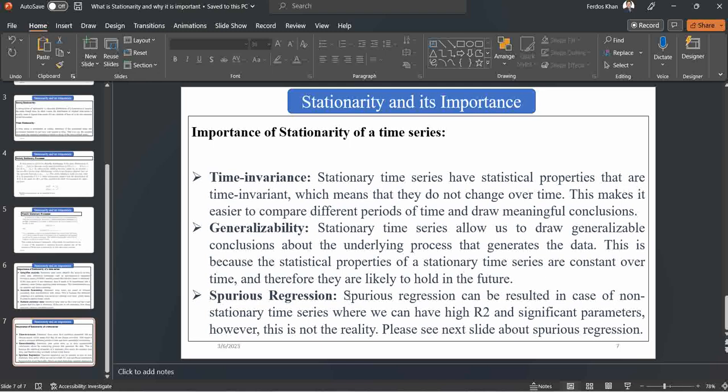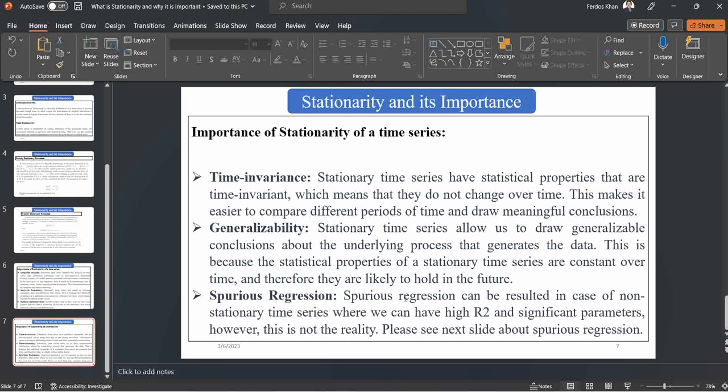Spurious regression. Spurious regression can result in the case of non-stationary time series, where we can have a high R square and significant parameters. However, this is not the reality. Spurious regression means that apparently we can see a very good relationship between two time series data sets which in reality have no relationship, but you will see a high R square and significant parameters in the regression equation.